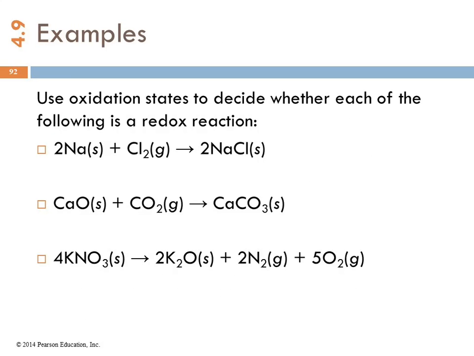Okay. Use oxidation states to decide whether each of the following is a redox reaction. Well, that first one, do we even need oxidation states to decide that? No. We have a metal reacting with a nonmetal to form an ionic compound. These are forming ions. They are actually losing and gaining electrons. That is definitely a redox reaction. But it says use oxidation states.